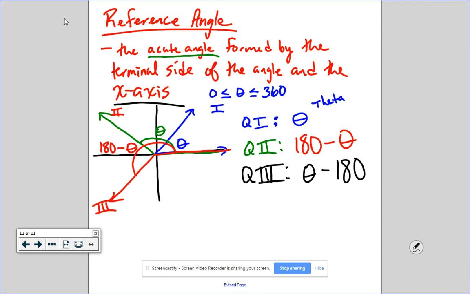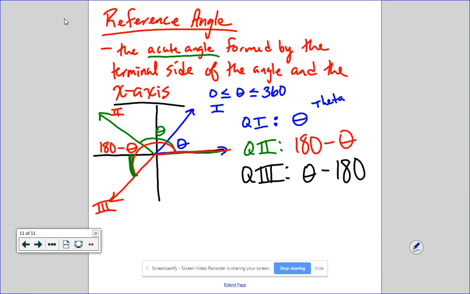Take our angle minus 180. What that's going to give us is this little angle right here. So I'm taking the straight line away, so then all I have is that little angle that's left over. Okay?